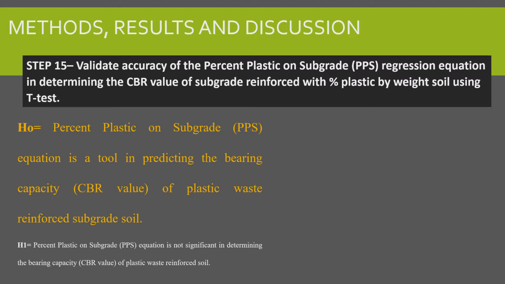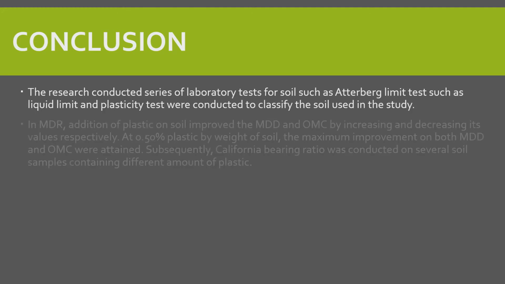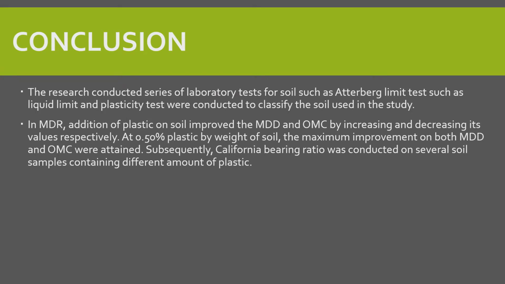For the conclusion, the research conducted a series of laboratory tests such as Atterberg limit tests in order for us to classify the type of soil used in the study. In the moisture density relation test or the Proctor test, the addition of plastic on soil improved the maximum dry density and the optimum moisture content by increasing and decreasing their values respectively. At 0.5% plastic by weight of soil, the maximum improvement on MDD and OMC was attained.